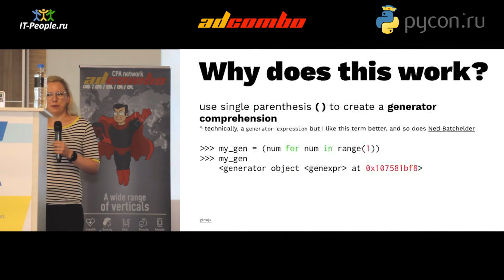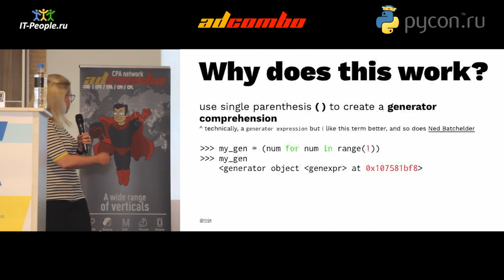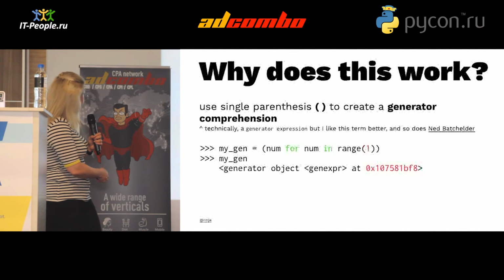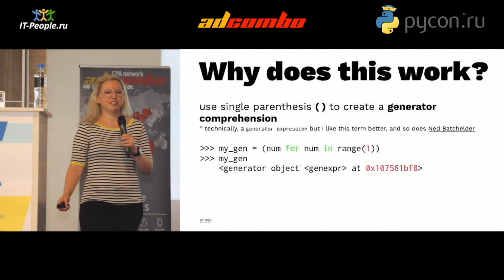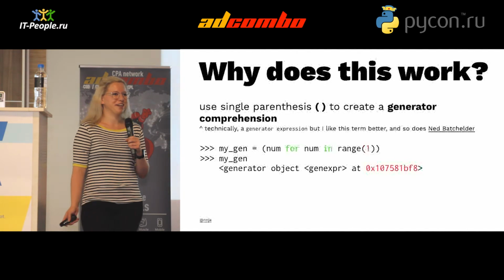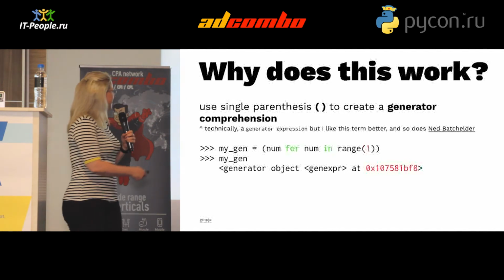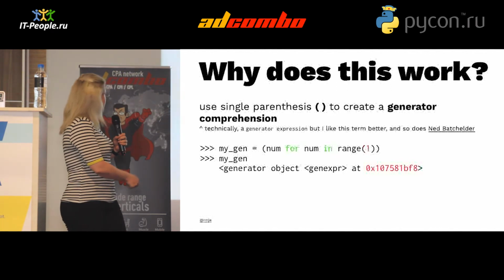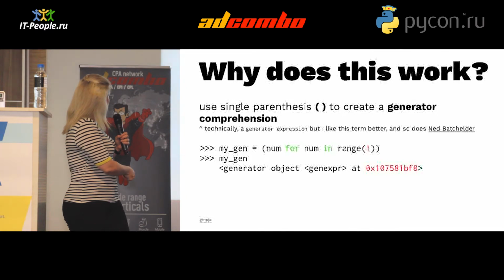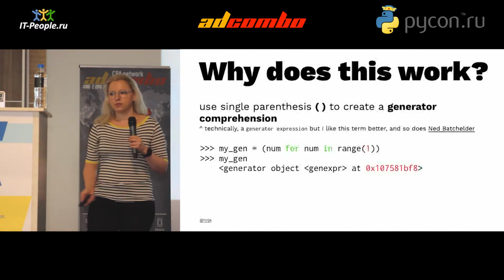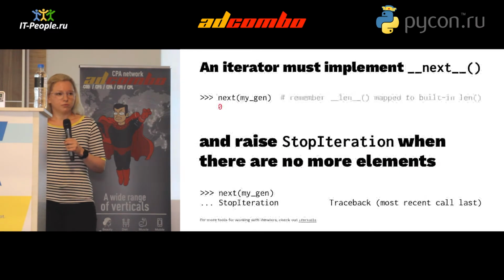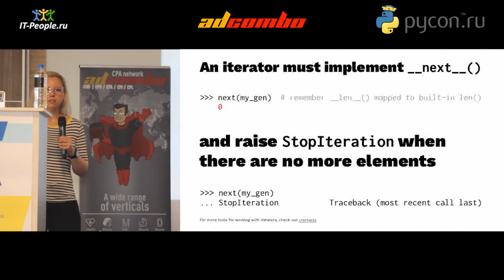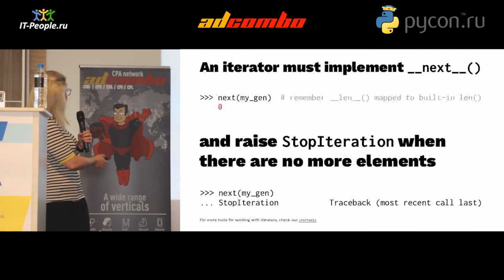So why does this work? Well, we can use these single parentheses to create a generator comprehension. Technically the term is a generator expression, but I think generator comprehension makes a lot more sense, and so does Ned Batchelder, and you can read his blog post about it here. So when I make a generator expression, it returns this generator object. Now, remember that an iterator must implement next. So here, my generator, I can call next on it.